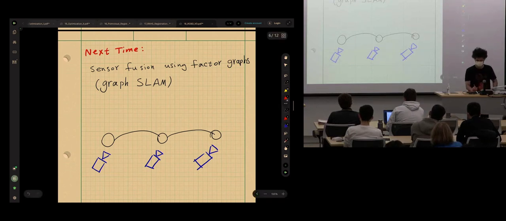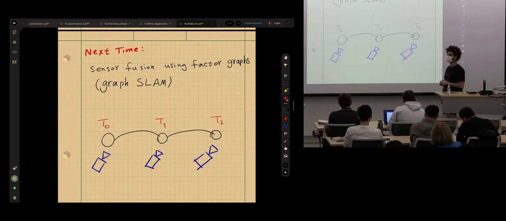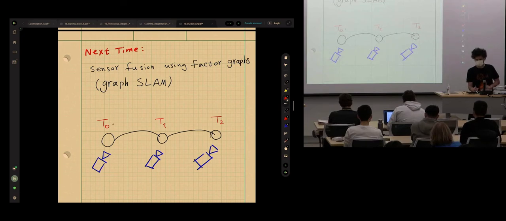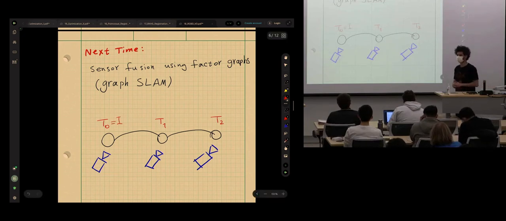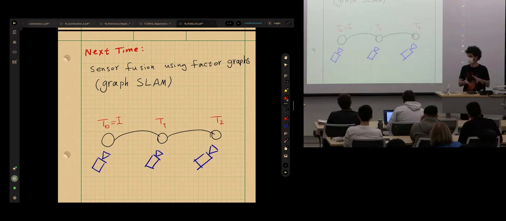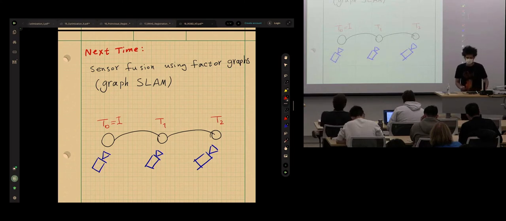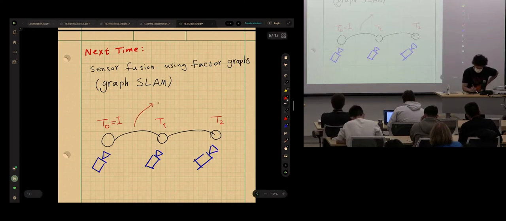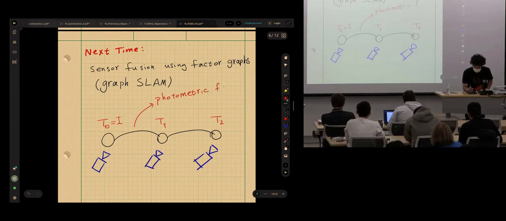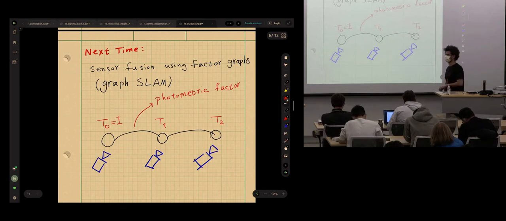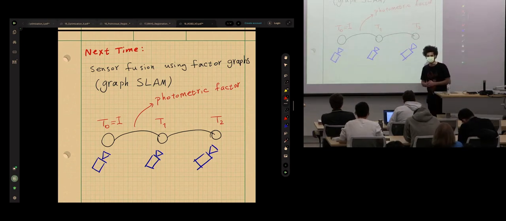So then in that context, you have, let's say, the first transformation, the second transformation, and the third one. The first one, maybe you don't know, maybe it is identity, right? Maybe some prior. Or maybe you do know. Whatever knowledge you have, you can consider that. This will be, for example, our photometric factor. And it's the same problem that we just talked about.